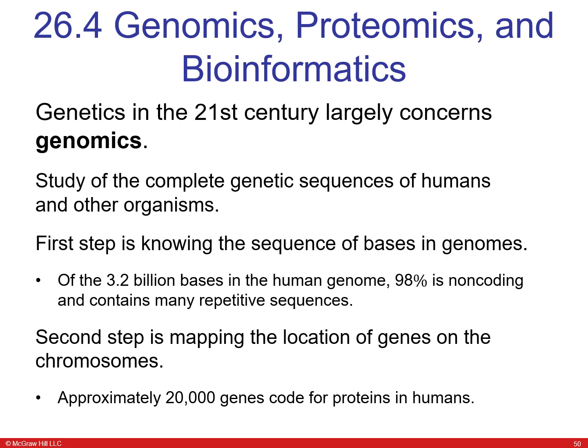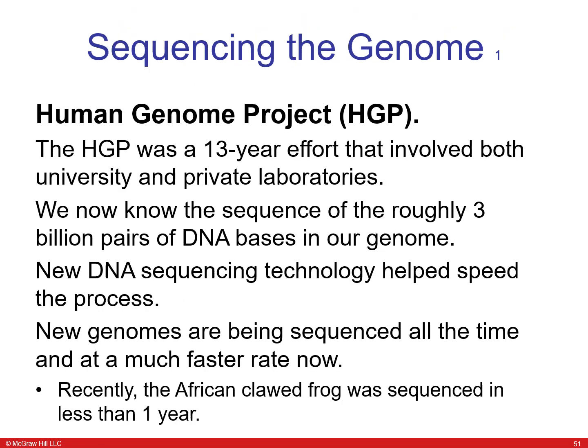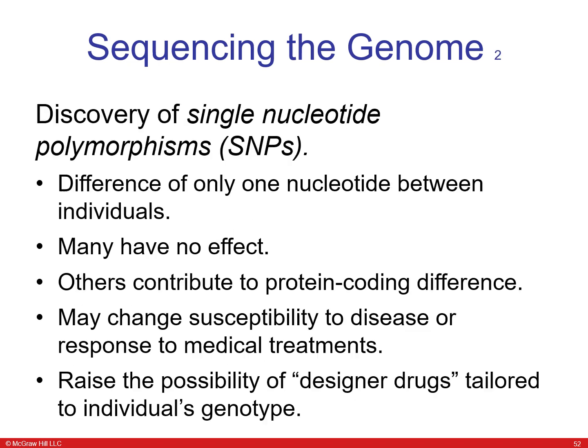So genetics in the 21st century is known as genomics because we can sequence the whole genome of humans in a day. And we have mapped all the genes as well, 20,000 genes that code for proteins in humans. Before next generation sequencing, there was a 13-year effort to sequence the whole genome. But now, because of new technology, we can sequence your whole genome in a day for about $5,000 if you want it.